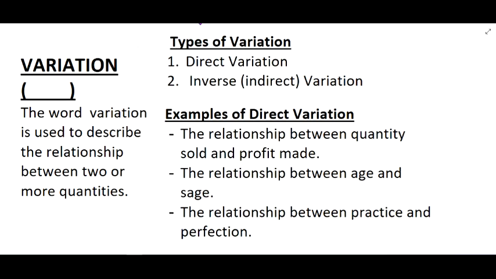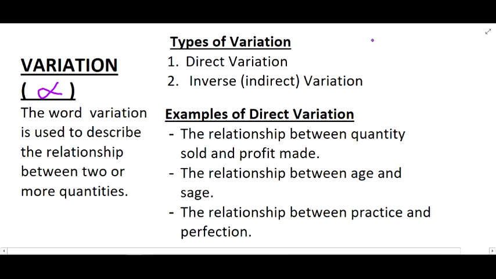Let's get into the class. Okay, variation. This is the proportionality symbol or variation symbol. The word variation is used to describe the relationship between two or more quantities. Before I come back to this, let me just state the types of variation we have.